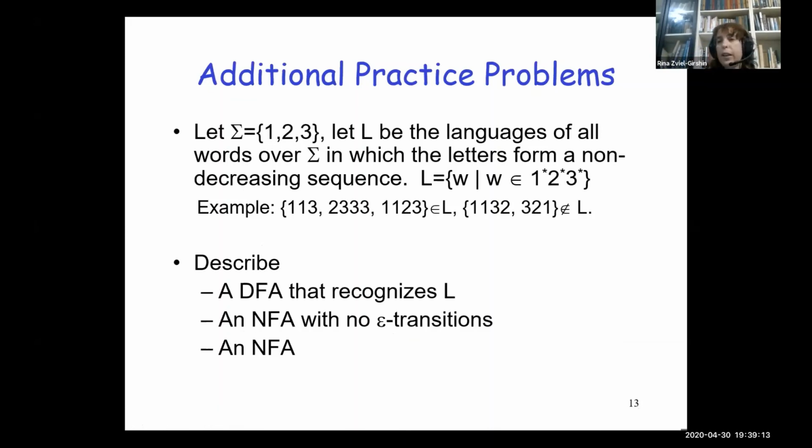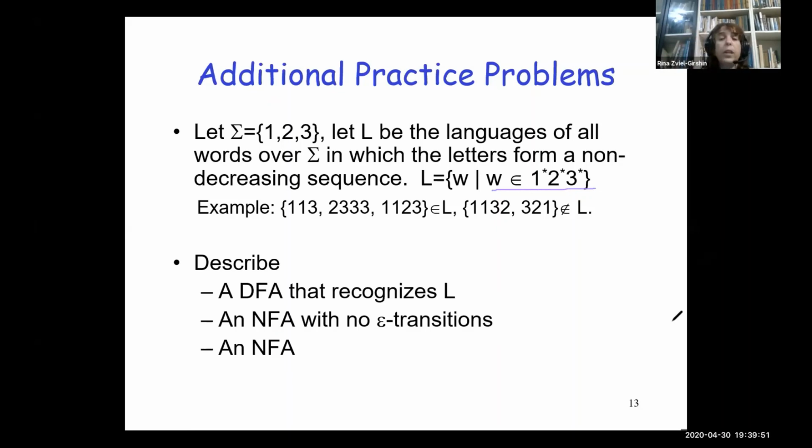We are given an alphabet of 3 letters, 1, 2, and 3. We have to define the language that accepts all words that are divided into 3 parts: the prefix of 1s, 1 to the power of star; the middle part of 2s, 2 to the power of star; and the suffix of 3s, 3 to the power of star.